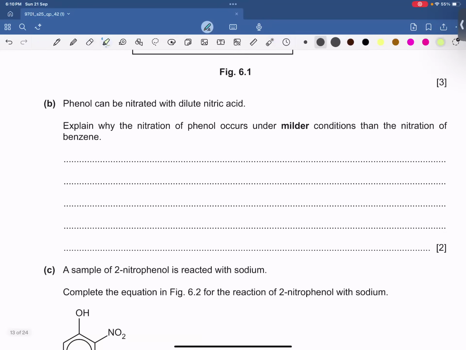Phenol can be nitrated with dilute nitric acid. Explain why nitration of phenol occurs under milder conditions than the nitration of benzene. Because phenol contains OH group, and OH is an ortho-para directing group. So it increases the electronic density on ortho-para positions, and ortho-para positions are 2, 4, and 6 position. All right.